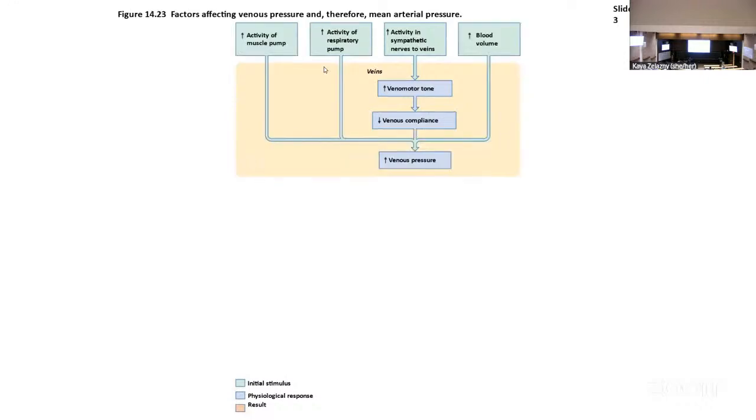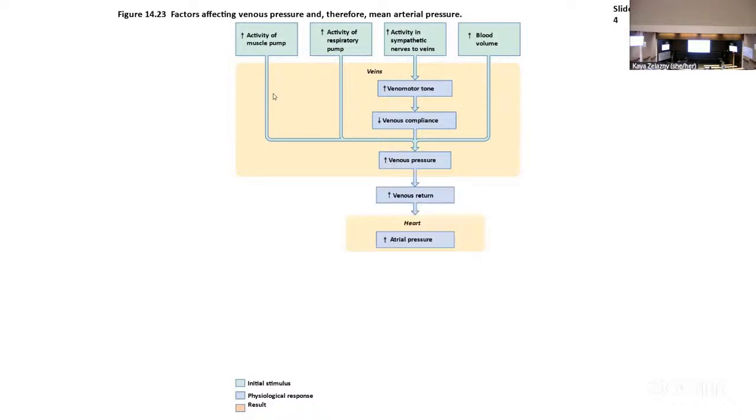We don't need to think about the venomotor tone or the venous compliance for those other three factors. So the muscle pump, the respiratory pump, and increases in blood volume just kind of directly increase venous pressure, right? So the muscle pump by squeezing, the respiratory pump by changing pressures in the thorax, and blood volume by just changing how full that vein is. So all of these factors would increase the pressure in our veins. So you can see this little up arrow by our venous pressure here.